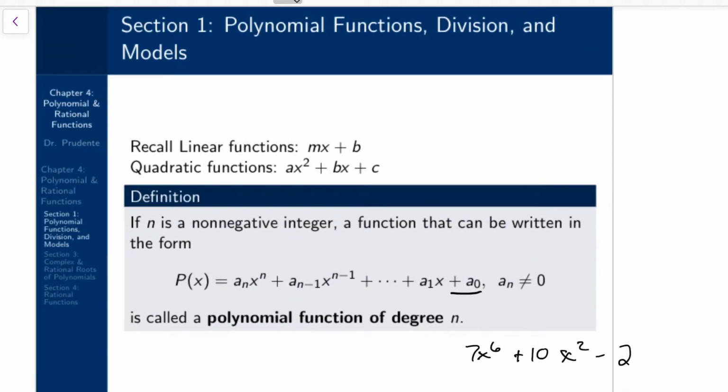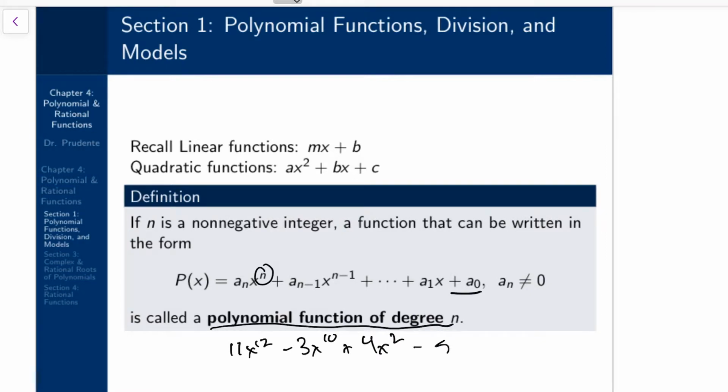But polynomials are functions that have any highest power of x, right? It's unbounded. So we'd say a polynomial of degree n would look like this. An example of a polynomial of degree 12 might be something like 11x to the 12th minus 3x to the 10th plus 4x squared minus 8. Here the highest power of x is 12, so we'd say the degree is 12.